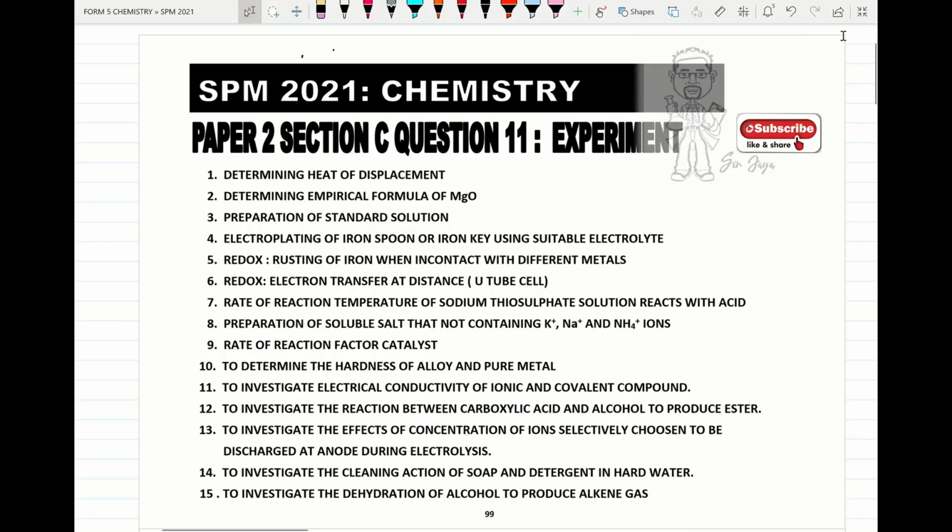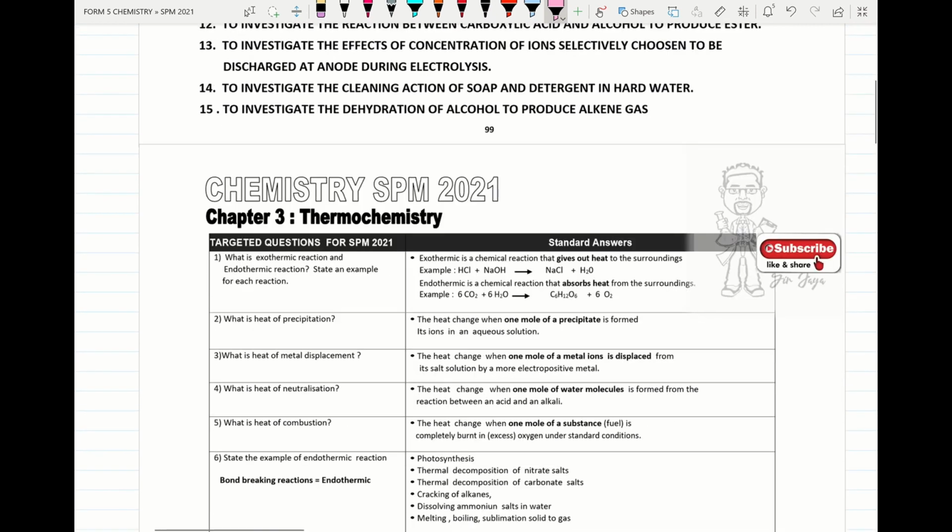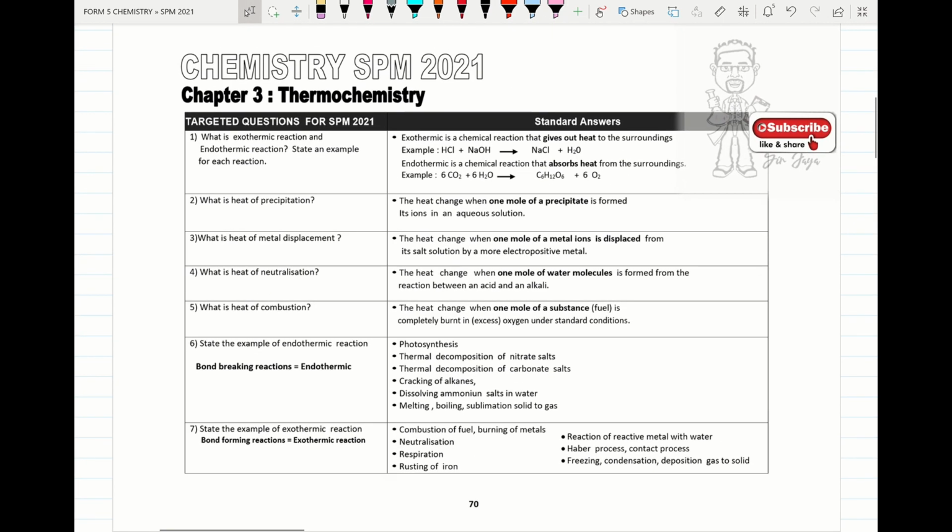In this slot, we're going to discuss another essay question for SPM 2021. That will come out in Section C, question number 11. The essay will be determining the heat of displacement. Before we move on to the heat of displacement, we try to check a few examples of short essay questions.